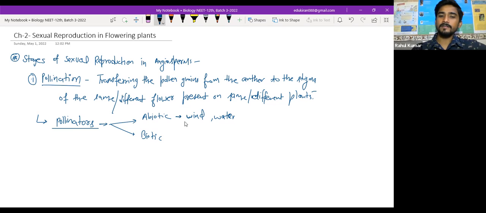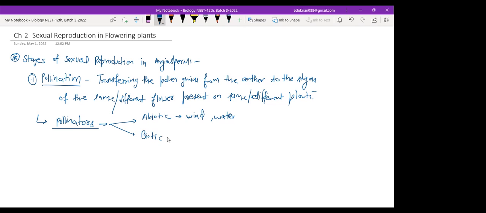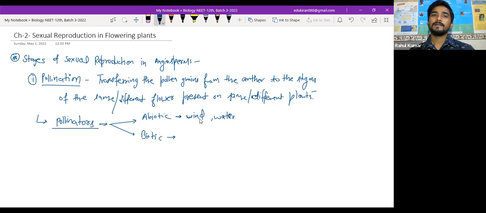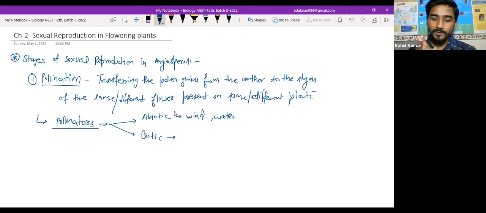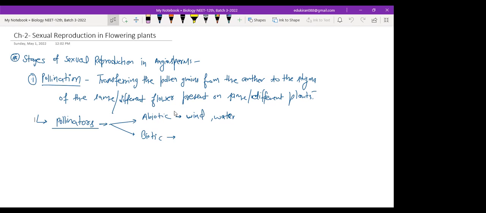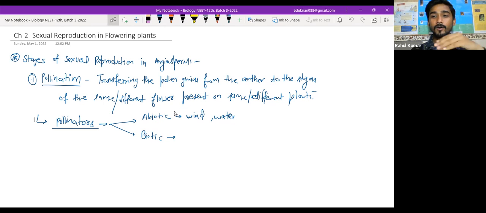Any other abiotic factor? Yes, Alia? Soil. How can soil be a factor? Yes, Alia, give me your reasons. What do you think? Sir, I thought maybe the pollen grains fall from the plant, and so even if pollen grains fall on the soil, that soil has to move, no? Yes, sir.